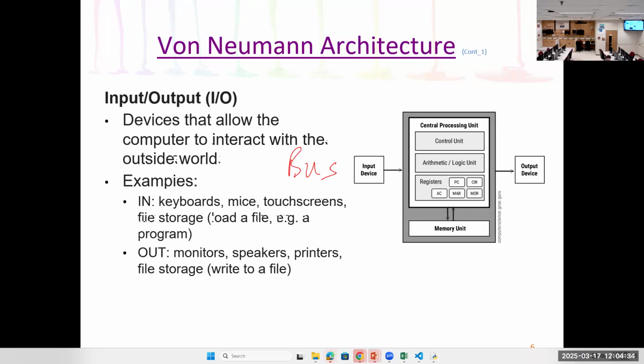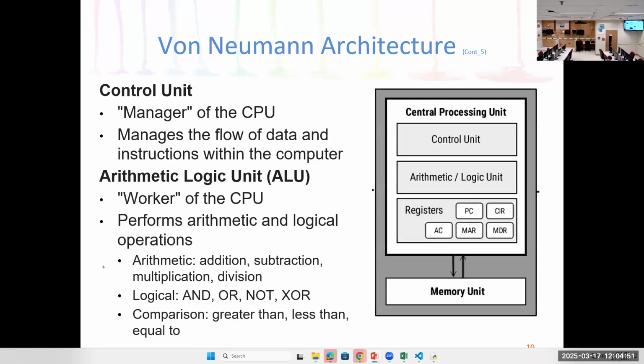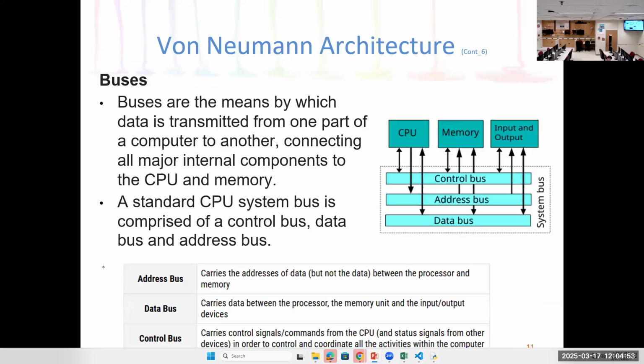So you see, you need to communicate between the input to the CPU, between the control unit to the arithmetic logic unit, or between the register to the other component here, right? So in that case, you need to use the bus. So buses are the means by which data is transmitted from one part of the computer to another, connecting all major internal components to the CPU and memory. And the standard CPU bus is comprised of control bus, data bus, and address bus.